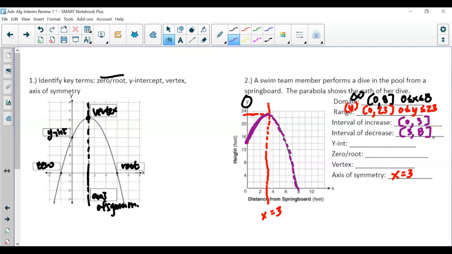So now what is the y-intercept? Where is our diver starting? 14, right? So 0, 14, that's where it's starting. Then the 0 or the root. Well, now notice we only have one right here, the x-intercept at 8, 0. Then the vertex, which we actually identified earlier as well, is at 3, 23. That's your maximum.